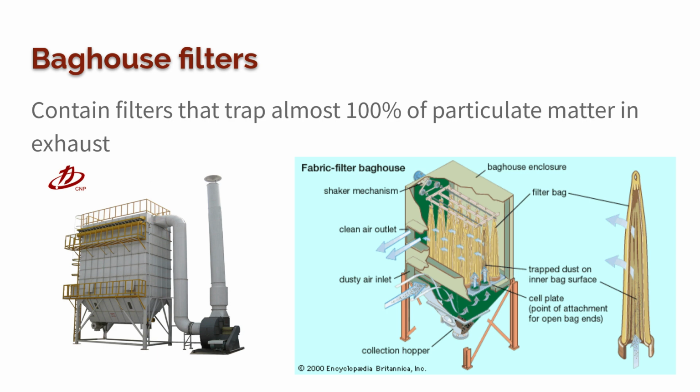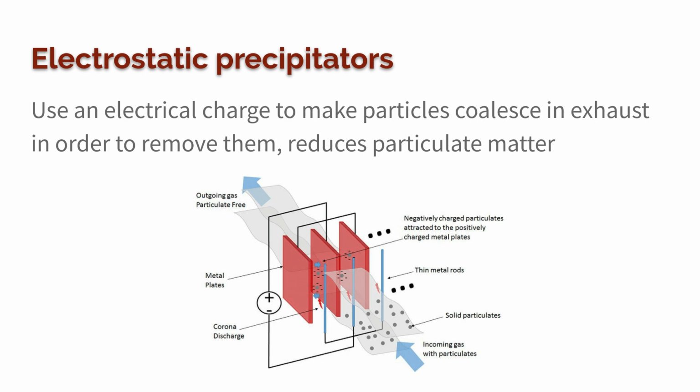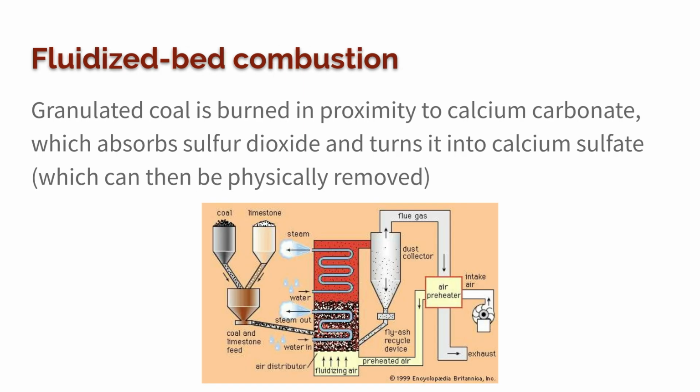Baghouse filters are really, really big filters that trap almost all of the particulate matter in exhaust. And electrostatic precipitators use electrical charges to make those particles stick together and get turned into bigger particles, and that way they can just be removed, and this reduces the amount of particulate matter leaving a factory. Oh, and fluidized bed combustion: they take granulated coal, burn it in proximity to calcium carbonate, and that absorbs sulfur dioxide and turns into calcium sulfate, which can then be physically removed, so that reduces the amount of sulfur dioxide being emitted from a factory.